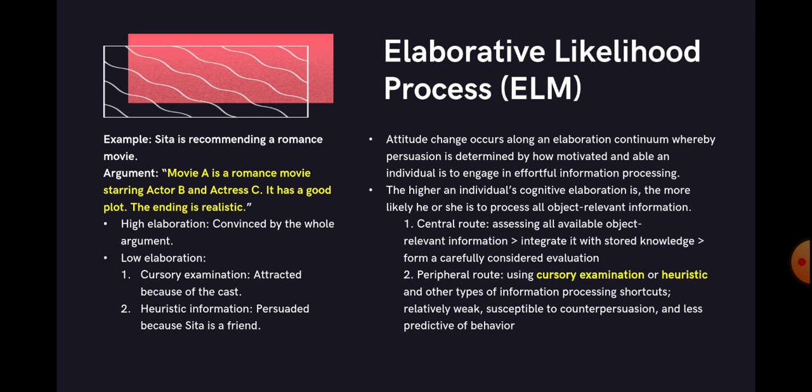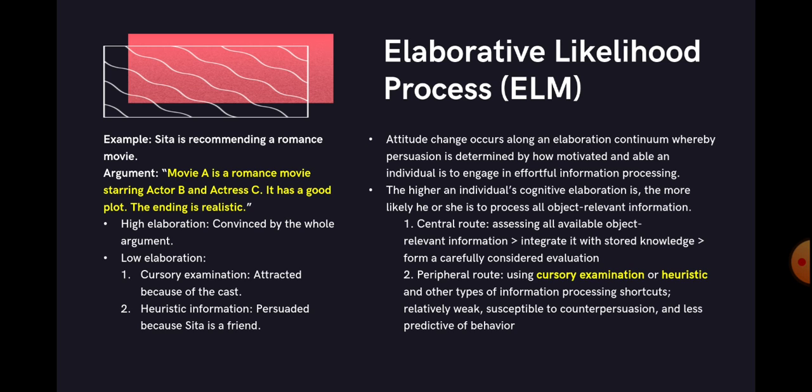So, the higher an individual's cognitive elaboration is, the more likely he or she is to process all object relevant information. Relevant information is, for example, if I'm trying to persuade my friends to watch a movie, then the relevant information will be the description of the movie, what makes it worthy to watch. And there is also a lot of information that is not object relevant, which we will call peripheral cues.